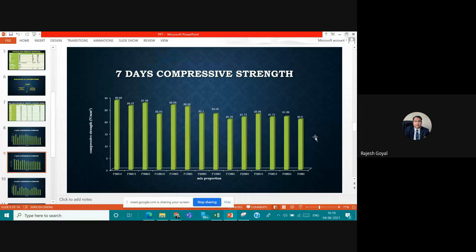At 7 days, again the control mix is showing 20 megapascal. It is very clearly visible that all blends of mixes are showing more than that. But you can see the highest is 5M10. So 5% fly ash and 10% metakaolin. So you can see here.